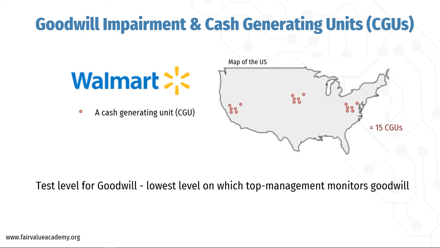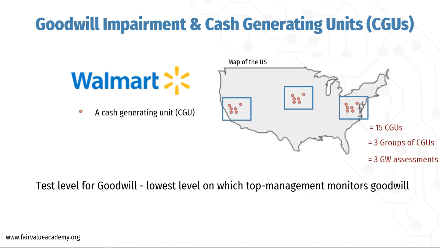No director in the board monitors goodwill and reviews performance of single stores, but rather on a reportable segment. So the board may monitor on a per region basis, so for example, per city or per state. Therefore, in our Walmart example, the CGUs need to be grouped together based on the lowest level of how top management monitor it, that is, say stores per state, hence 3 groups, and therefore 3 goodwill impairment assessments.